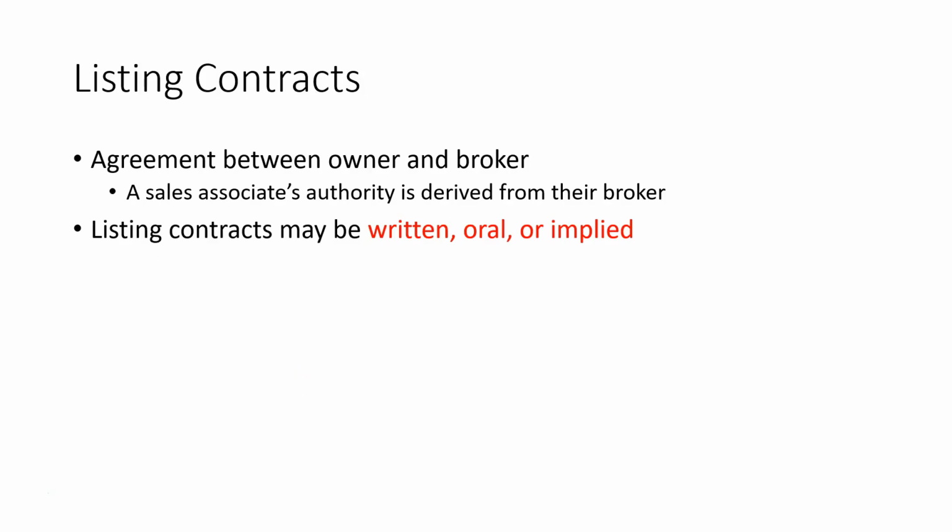Listing contracts. Agreement between an owner and a broker. Sales associate's authority is derived from their broker. Remember, all listing contracts or all contracts are necessarily between the customer or client and the broker, not the agent. But a listing contract may be written, oral, or implied.